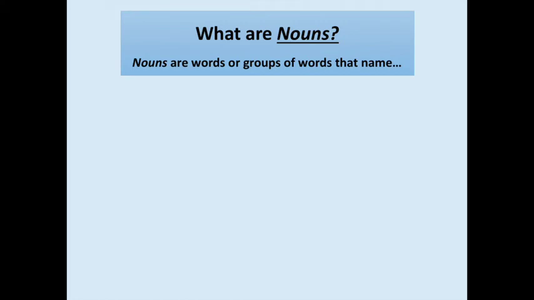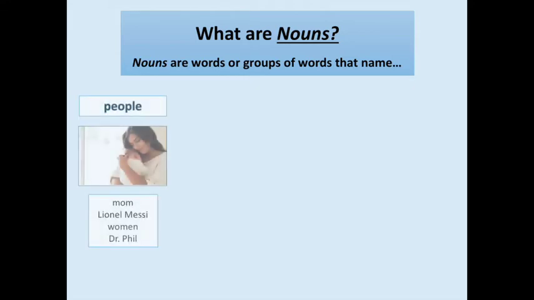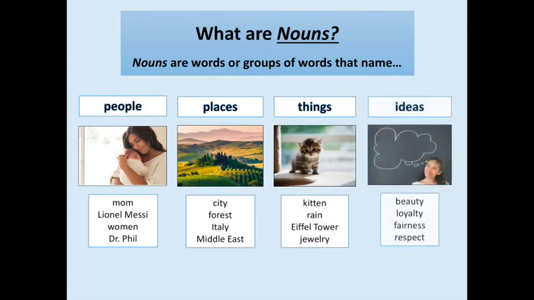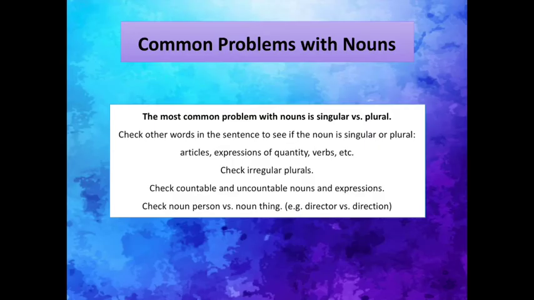What are nouns? Nouns are words or groups of words that name people, places, things, or ideas. So let's look at some of the common problems with nouns that you will see on the TOEFL test. The most common problem with nouns is singular versus plural.